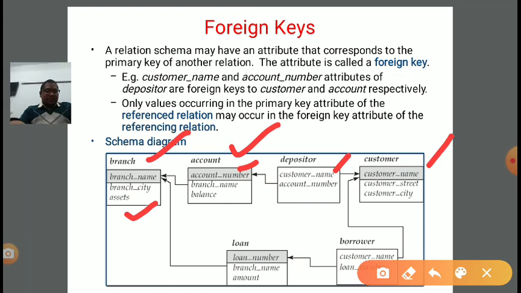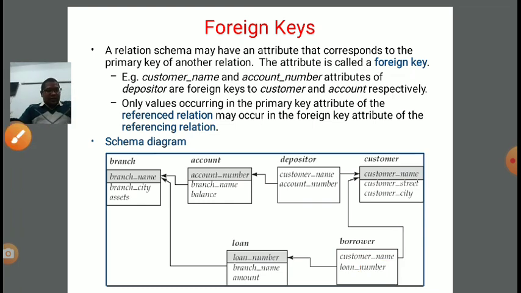Next, the customer table. In the customer table, customer name is the primary key, and customer street and customer city are non-prime key attributes. After that, we have the borrower relation. In borrower, there are two attributes: customer name and loan number.